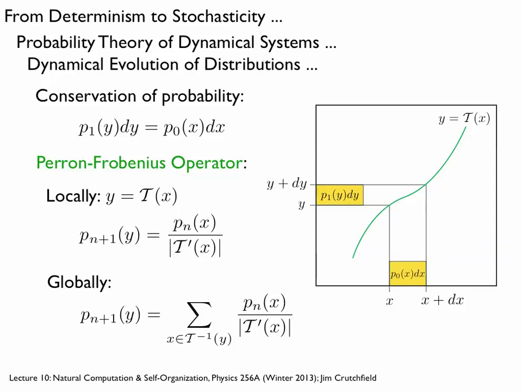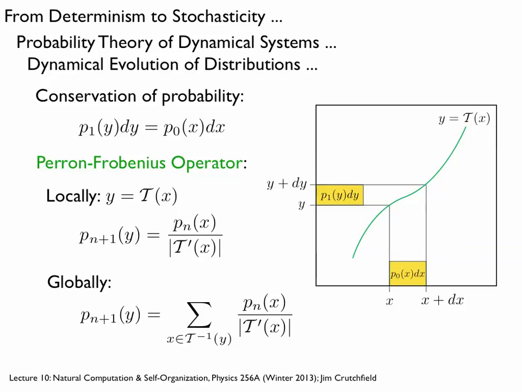So again, probability density times dx, that's a probability number. Think of it as an area. Same thing here: density times dy, that's a number. Those are equal. Yellow is equal. Okay, so that's the idea. So how are we going to describe this mathematically? We want to think about some operator that takes the current distribution to the next distribution. The first way to do this is called the Perron-Frobenius operator.